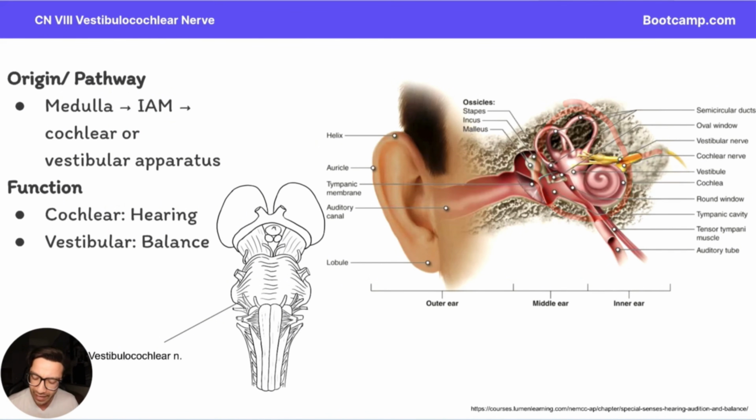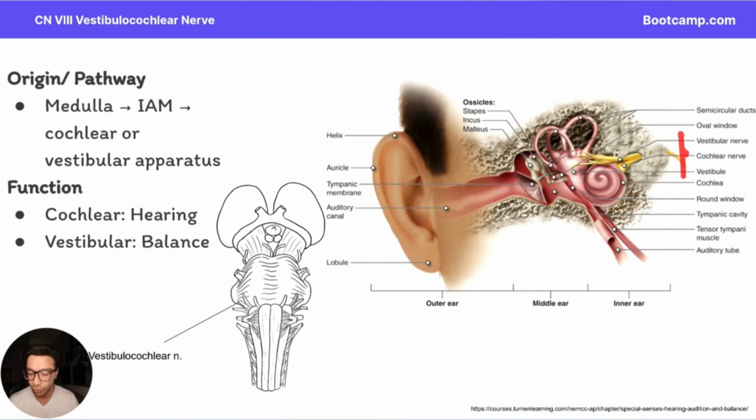It's going to have a cochlear branch, which is going to be involved in hearing. So it innervates the cochlea. So any sound vibration that comes in is interpreted through this cochlear branch. And it also has a vestibular branch, which is going to go to the vestibular apparatus, which is going to allow for balance and equilibrium in that sort of perception. So it's two functions: cochlear, hearing; vestibular, balance.